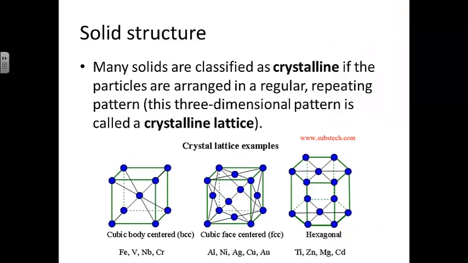Many solids are classified as crystalline. Crystalline solids have particles arranged in a regular repeating pattern. Now that regular repeating pattern is called a crystalline lattice, and three different crystalline lattices are shown in the diagram here at the bottom. Now I'm not going to expect you to know which elements have a particular crystal lattice structure. I do want you to know that there are a variety of crystalline lattices out there.